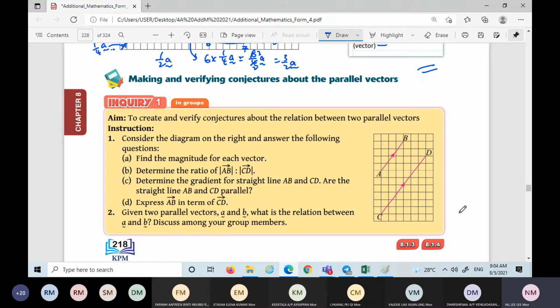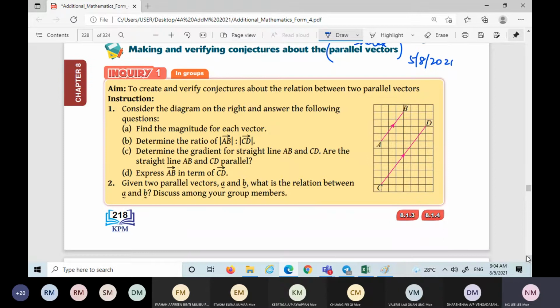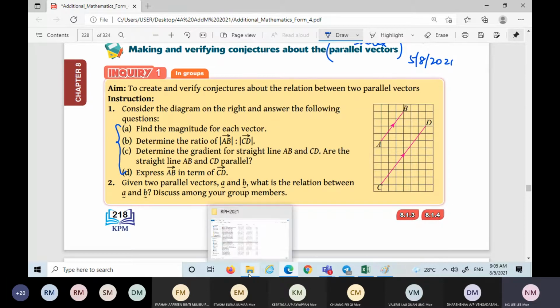Okay, so we continue in your same exercise book. Today's index is parallel vectors. Today is the 5th. I don't know whether you have gone through all this. Maybe I will give some time, and also I will call one by one to do this.